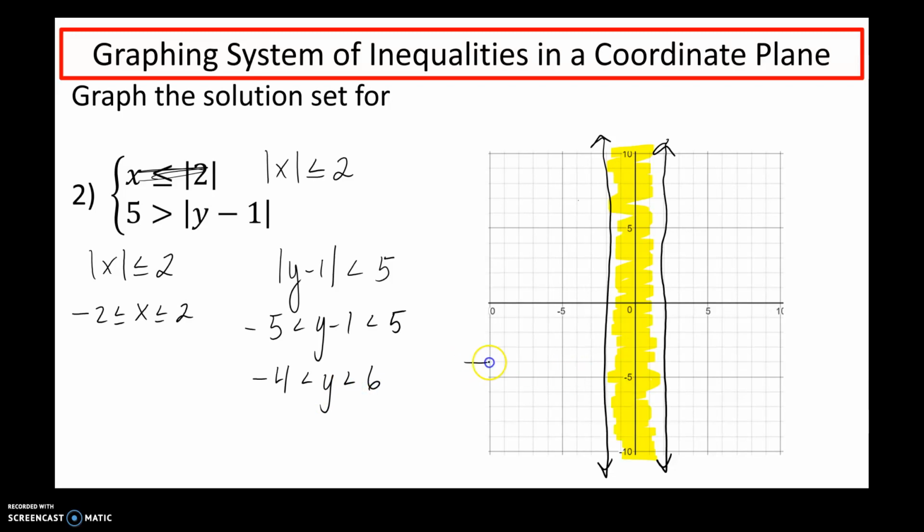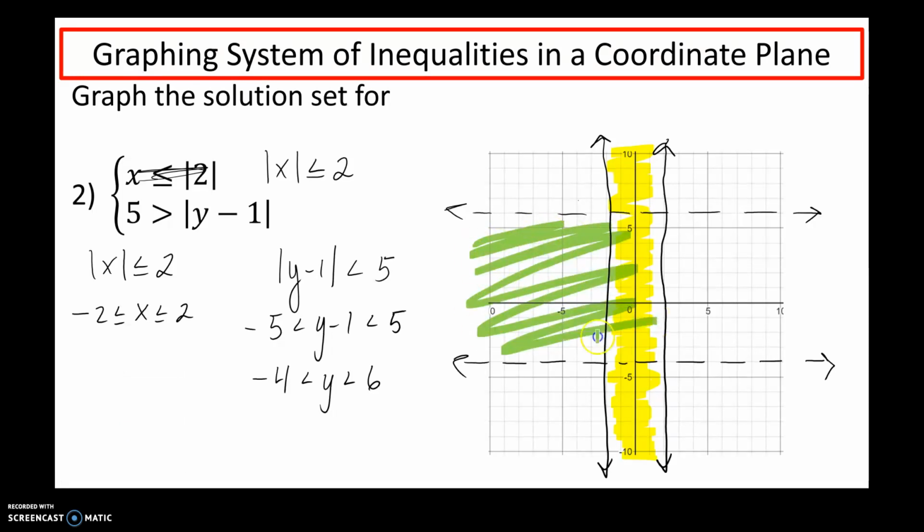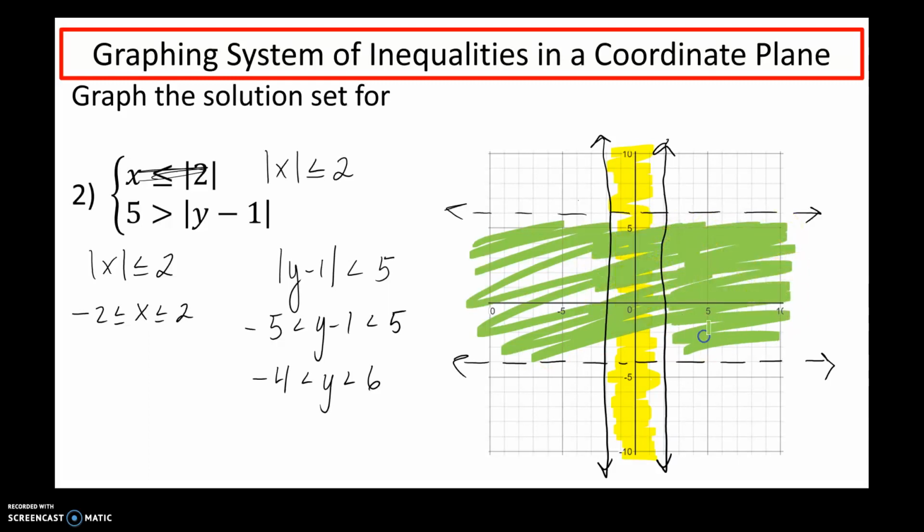So at y is equal to negative 4, and then at y is equal to positive 6. Again, I need all my y values between those two numbers. So I shade between my two horizontal lines.